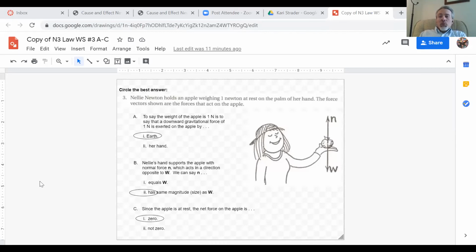Nice. That one's the one that students usually miss. They're like, oh, it's equal to W. Well, it's the same size as W, but it's not in the same direction. So very good on that one. And then the last one is at rest, so the net force is 0. Bang, he got all those. That's awesome. Good job.